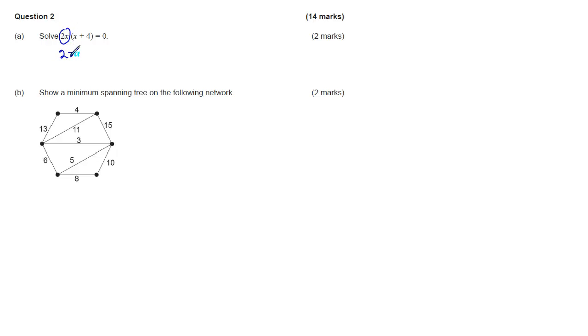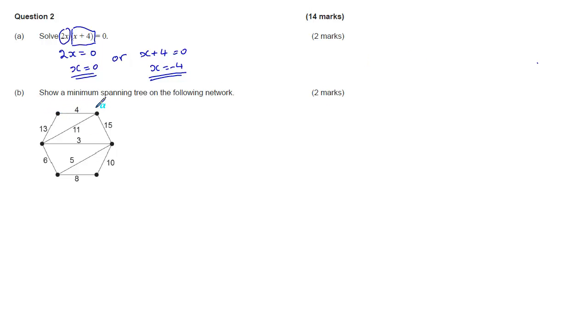So either 2x is equal to 0, and therefore x must be 0, or the contents of the bracket here, x plus 4, must be 0, which gives us that x is equal to negative 4.